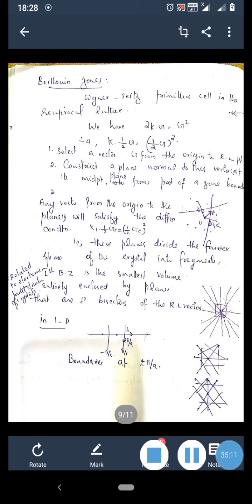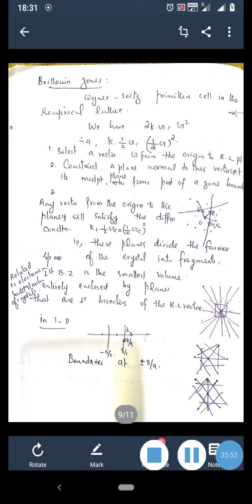In one dimension, you can draw like this. These zone boundaries are obtained at minus pi by a and plus pi by a. If we consider the case of one dimension, the basis vector in the reciprocal lattice is b, whose length is equal to 2 pi by a. Then the shortest reciprocal lattice vectors from the origin are b and minus b, and the perpendicular bisectors will be at pi by a and minus pi by a. So the boundaries of the first Brillouin zone are plus or minus pi by a.